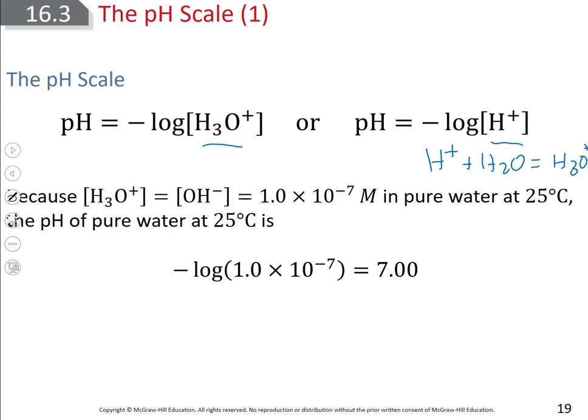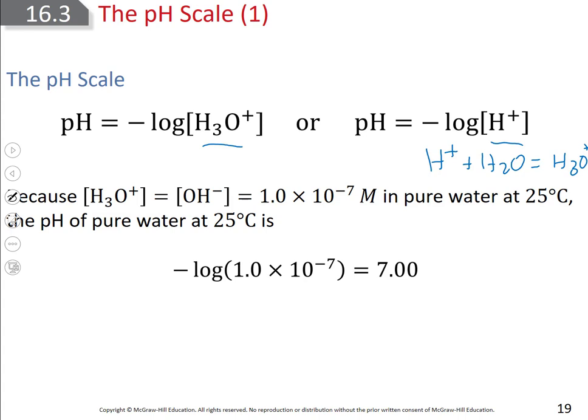So in pure water, we found that the hydronium ion and hydroxide ion concentration were both equal to 1 times 10 to the negative 7th. If you take the negative log of 1 times 10 to the negative 7th, you get the answer 7, which is the pH of pure water at room temperature. So you don't really need to understand logarithms if you don't want to. For this class, as long as you can find the log button on your calculator, log, not ln natural log, you'll be fine.